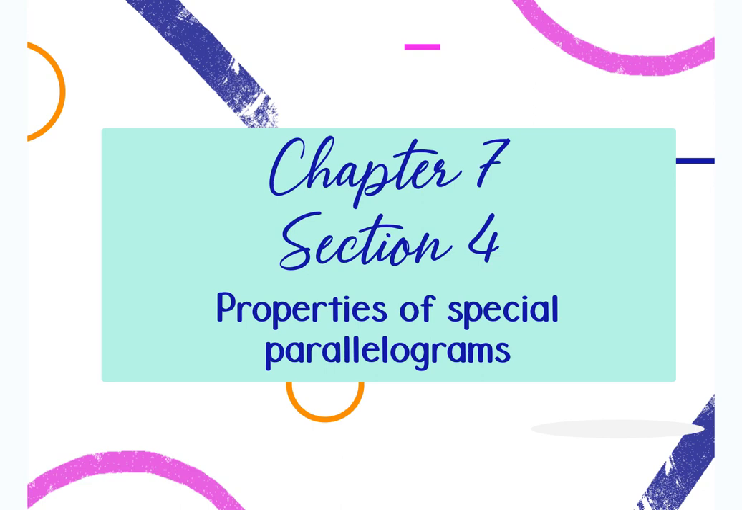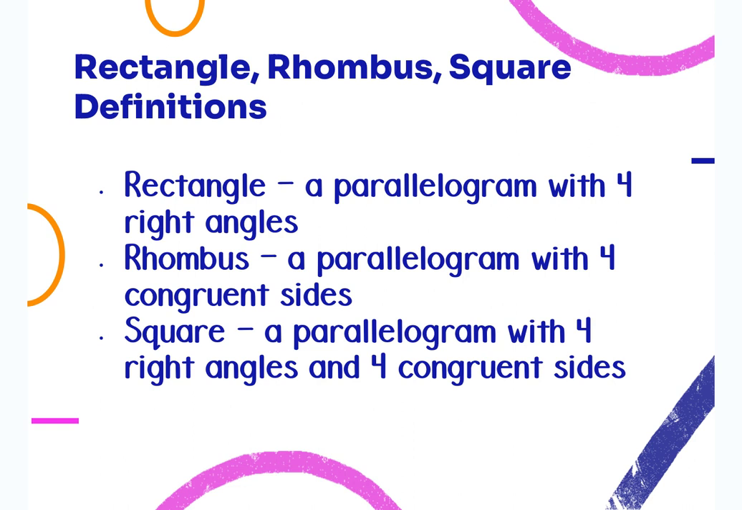All right, this video is going to cover chapter 7, sections 4 and 5, which is properties of special parallelograms. So we're going to start to get into squares, rectangles, rhombuses, and then kites and trapezoids. So we start with rectangle, rhombus, and square. All three of these are parallelograms, which means all the properties of parallelograms carry over with them.